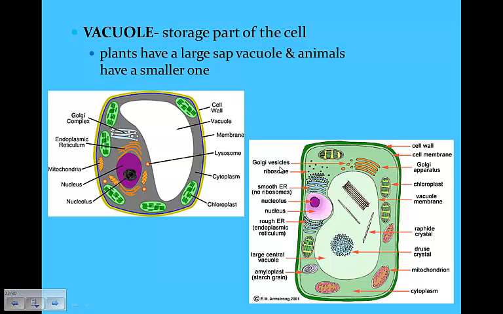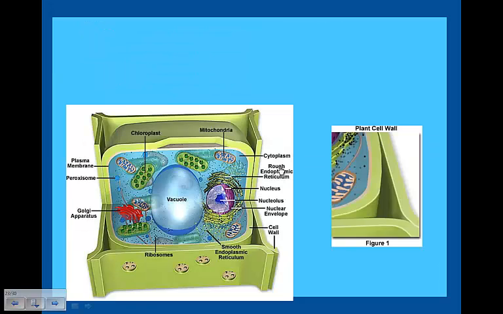All right, moving on to the vacuole. The vacuole is the storage part of the cell. Whether we're talking plant or animal cell, it doesn't matter, the vacuole does play a role in both plant and animal cells. However, there's a huge difference between the vacuole in a plant versus the vacuole in an animal. The plant cell has a very large vacuole. And the animal cell has a vacuole, but it is a smaller one. Now, look at that vacuole. Very large and found in a plant cell.